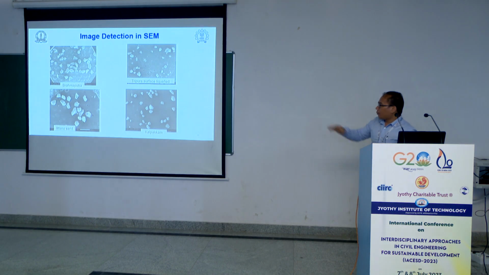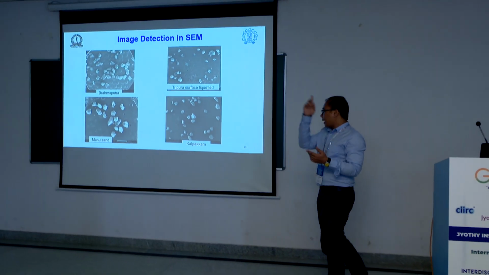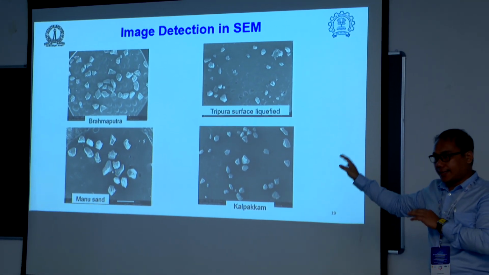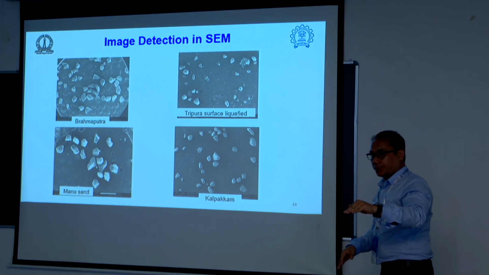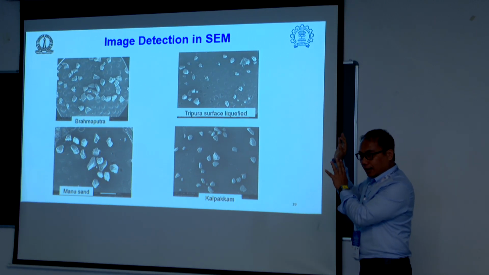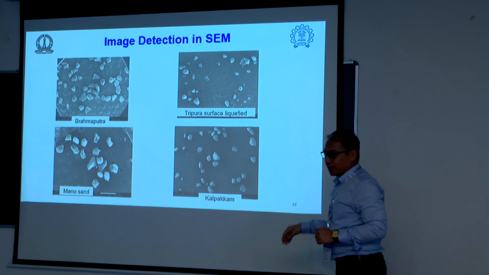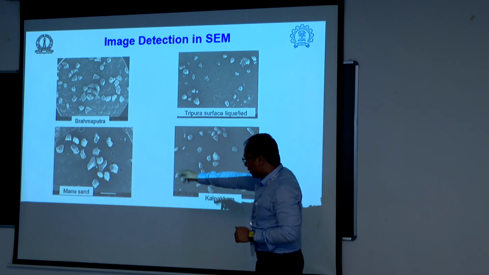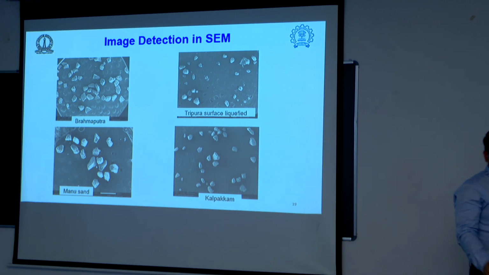Now, SEM view of the 4 test samples. You have seen the Foldscope view, which I showed earlier. Now, this is the scanning electron microscope, which costs more than 50 lakhs. However, the Foldscope costs less than 500 rupees. So obviously, you will expect a clearer picture from this. So A, B, C, D are Brahmaputra sand, Tripura surface lithophane sand, which is from the northeast, Mono River belt sand, also from Assam, and Kalpakkam sand, which is from the nuclear power plant site.